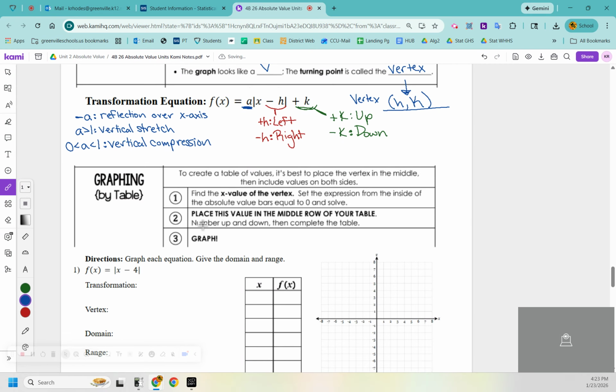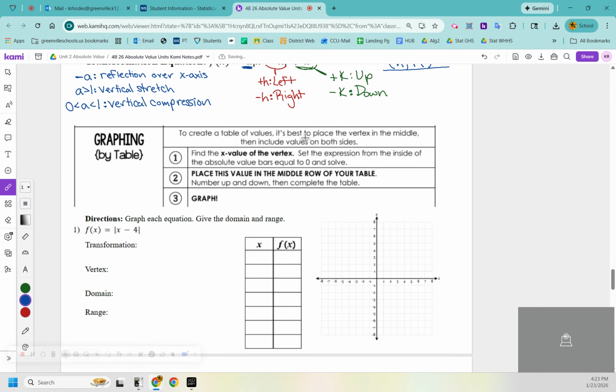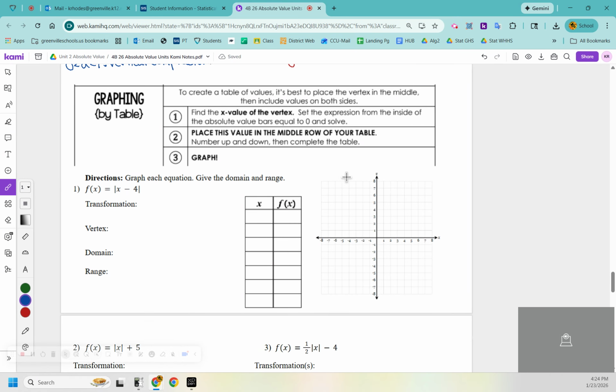To create a table of values, it is best to pick the vertex in the middle and then values on both sides. Find the x value of the vertex by setting the expression inside the absolute value bars equal to 0 and solving. So if you're trying to find the vertex, it's when the inside of your absolute value bars is equal to 0. If I set x minus 4 equal to 0 and add 4 to both sides, then x equals 4. That is my vertex.